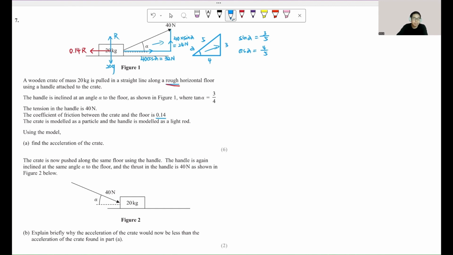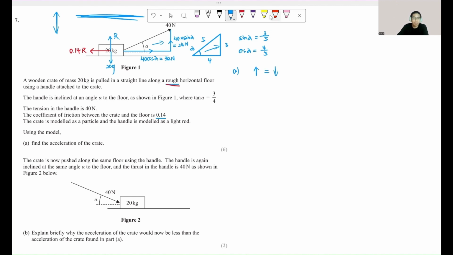Part A is the task where we find the acceleration. Because the particle only moves in this direction, the forces in the vertical direction should be in equilibrium. Force going up should equal force going down. Otherwise, the particle will not move like this, the particle will move like that. So because the particle only moves in the horizontal direction, in the vertical direction the forces are balanced. So up is equal to down.